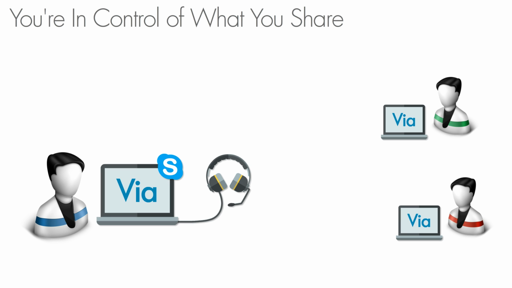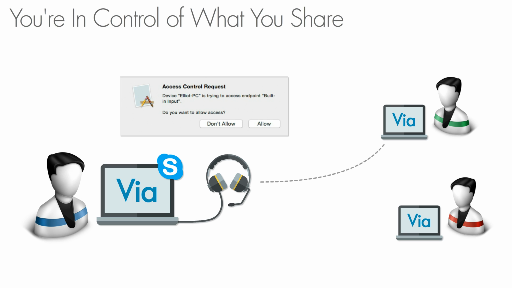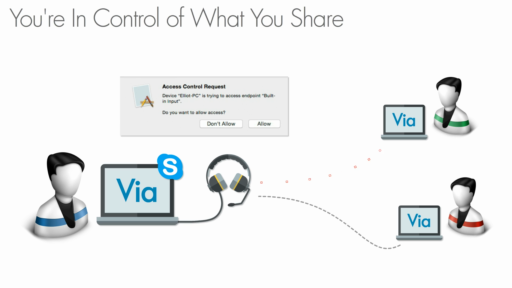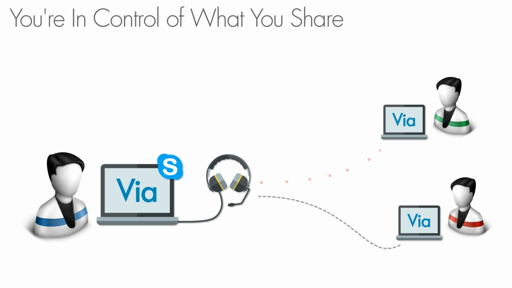You control who can listen to your sources. When someone tries to connect to one of your sources, you'll instantly receive a pop-up message asking you if it's okay. If you don't want them to listen, deny the connection. More privacy controls are available in the Preferences menu of Dante Via.